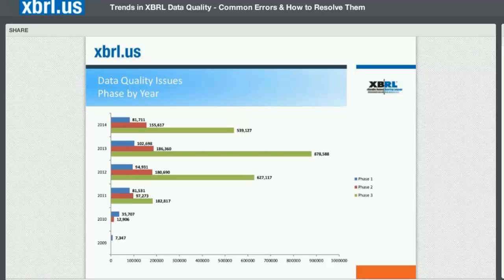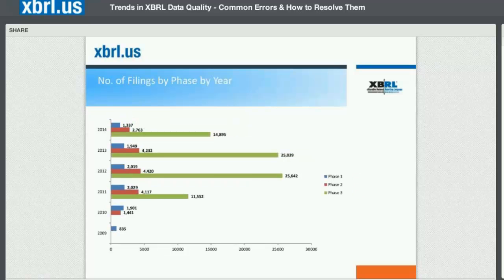So you'll see that the more recent groups to be filing, so the phase 3 companies, are still making some very rudimentary errors that the phase 1 and 2 companies are not, but the phase 1 and 2 companies are dealing with much more complex tagging and therefore need additional assistance and/or automated checks to be able to validate their data prior to issuance.